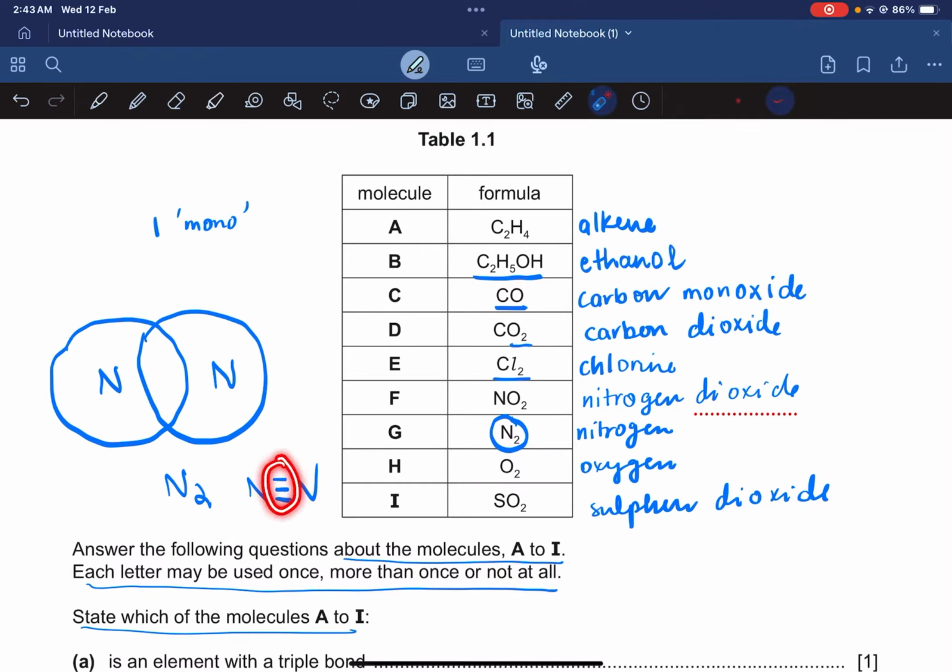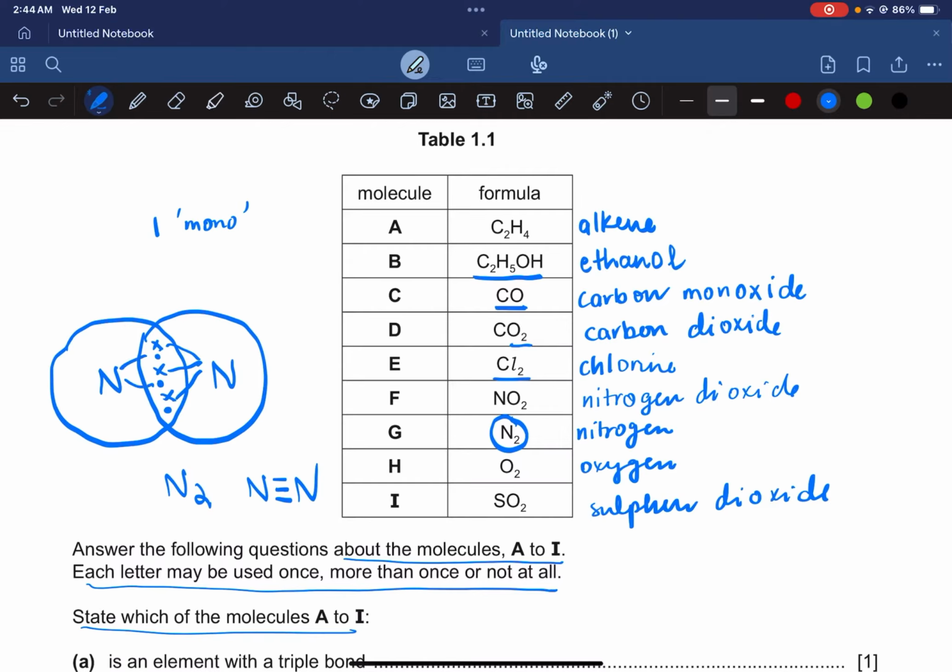Okay, so nitrogen is in group 5, so it has 5 electrons in its outermost shell. 1, 2, 3, 4 and 5. Now nitrogen needs 3 more in order to have a complete outermost shell. So nitrogen is going to make 3 covalent bonds. So this is the first bond, this one is the second bond, and this right here is the third bond. Okay, so these 3 electrons belong to this nitrogen, these crosses, and these dots belong to this nitrogen.